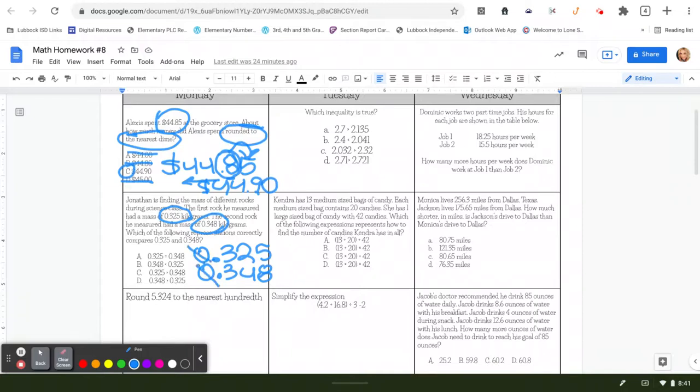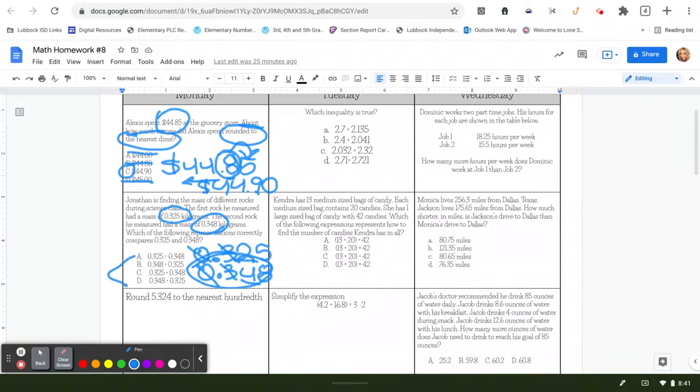So both of these are 0. Then I'm going to move to my tenths. Both of these are 3. Then I'm going to move to my hundredths, and I see I have a 2 and a 4. Well, that makes 348 thousandths the largest. So I need to come back over to my answer options and see which one shows that 348 thousandths is greater than 325 thousandths.